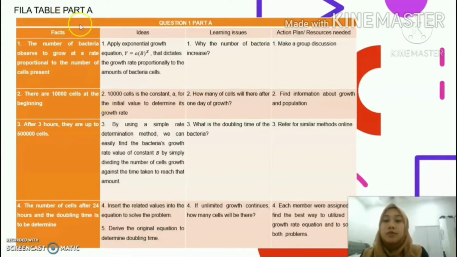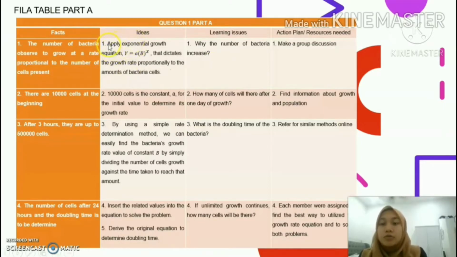Present filler table question 1 part A, facts and ideas. So for facts, the number of bacteria is observed to grow at a rate proportional to the number of cells present. There are 10,000 cells at the beginning. After 3 hours, they increase to 500,000 cells. And we need to determine the number of cells after 24 hours.